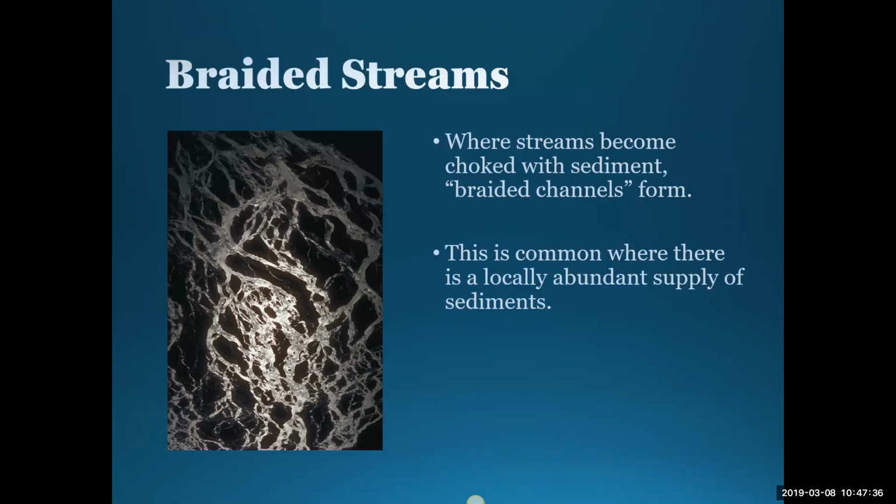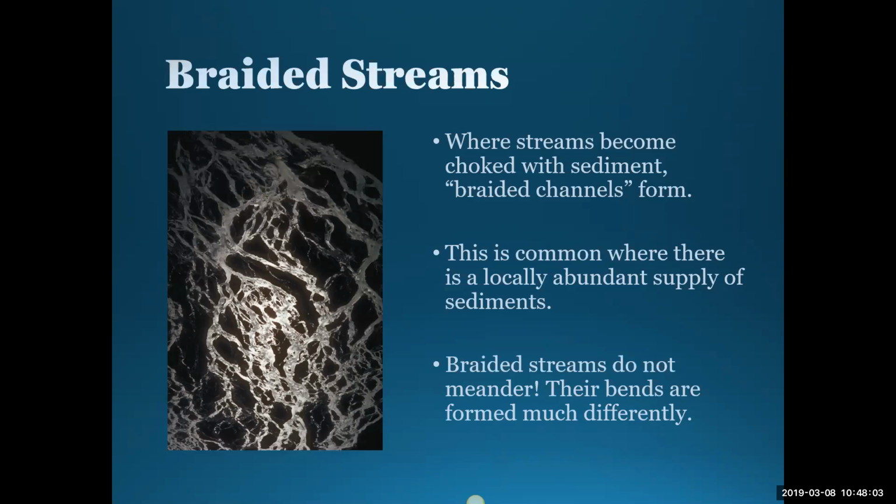It happens where there's a locally abundant supply of sediments. The most beautiful braided stream systems form at the base of glaciers, where there's all of that pulverized rock that the glaciers eroded. We call it glacial flour. And it's right at the base where there's all the melt, and it just forms these beautiful braided streams. They don't meander. And when you look at them, sometimes you're like, well, it looks like a bend, but notice that it's just a thin part of the river that's bending. It's not the whole thing.